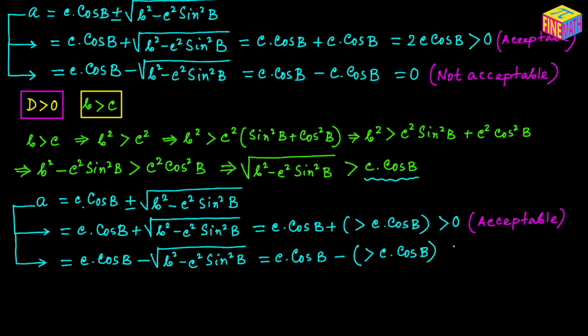So in this case, we are going to get a negative value, and this will not be acceptable for the value of a, which is the side length of a triangle. And I have made a note of that. So in this case, again, you are seeing that we have only one possible solution.